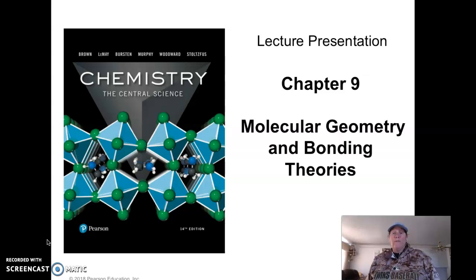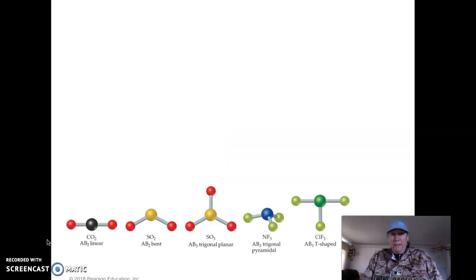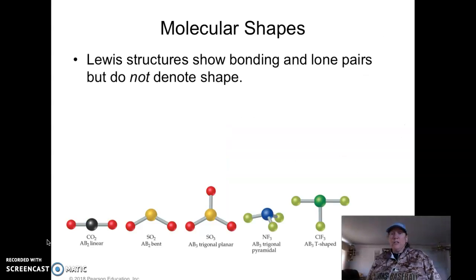So you can actually figure out the shape of a molecule by looking at the central one, the one in the middle, and then what's bonded to it. How many pairs, how many bonds does it form, and how many lone pairs it has. Okay, so they call that molecular geometry.